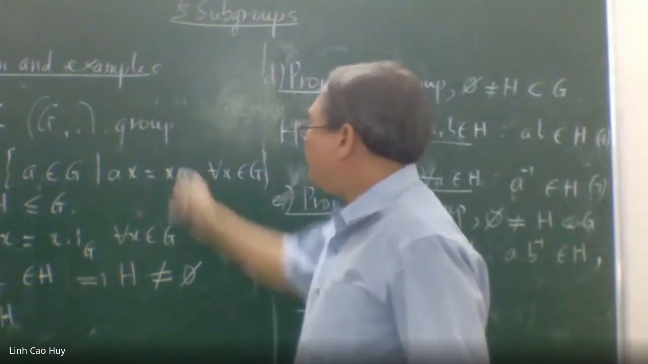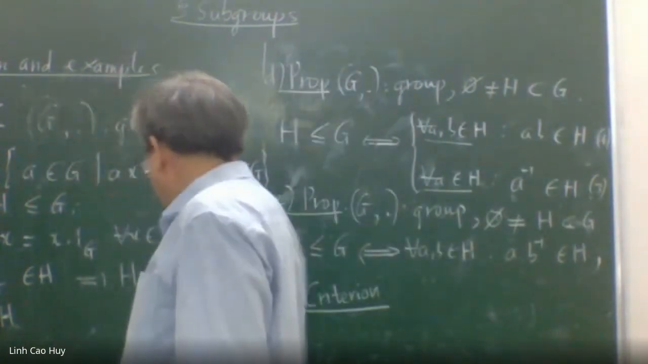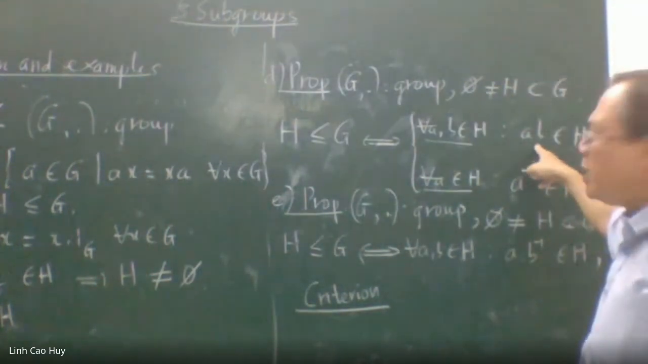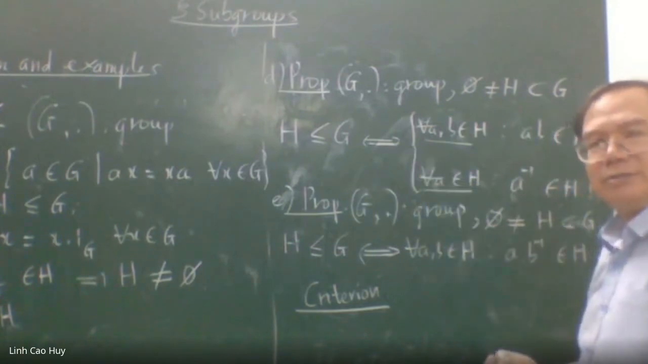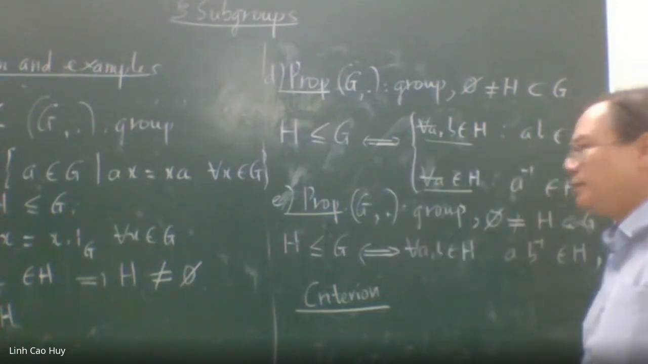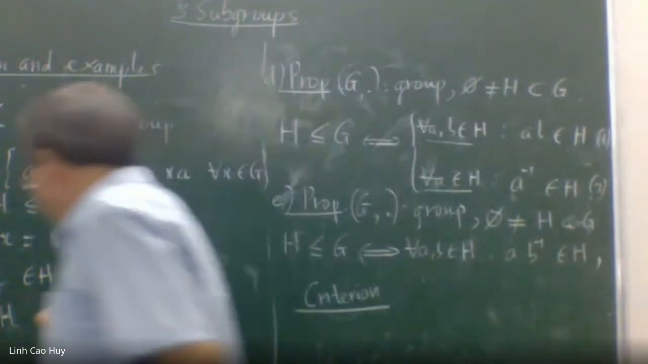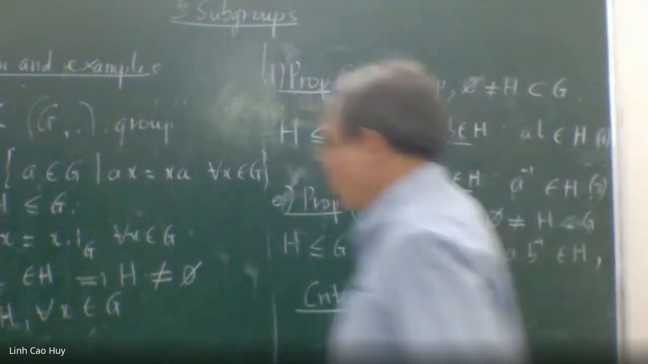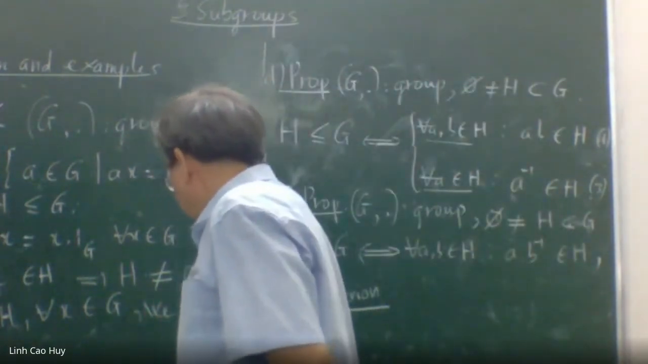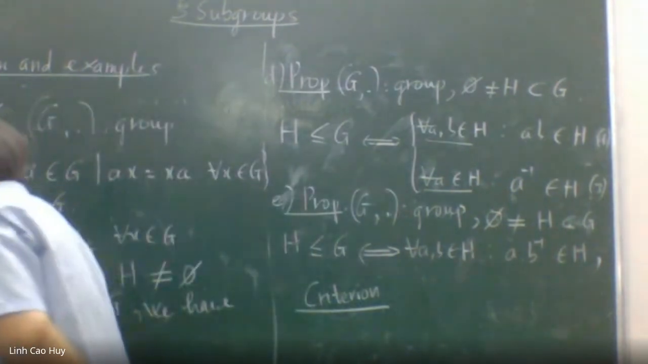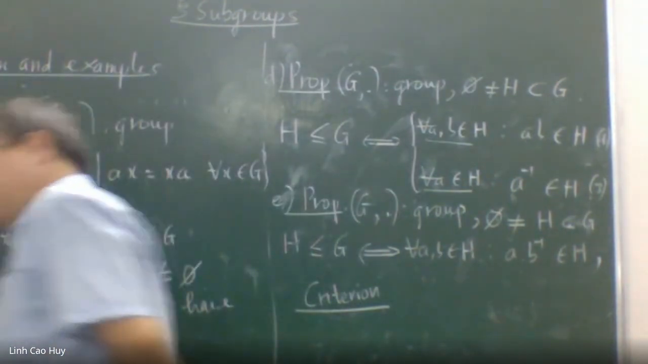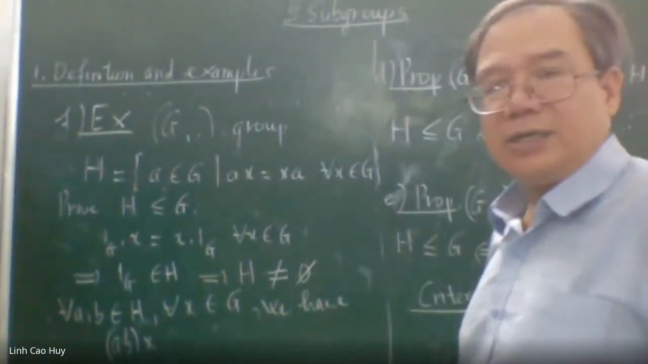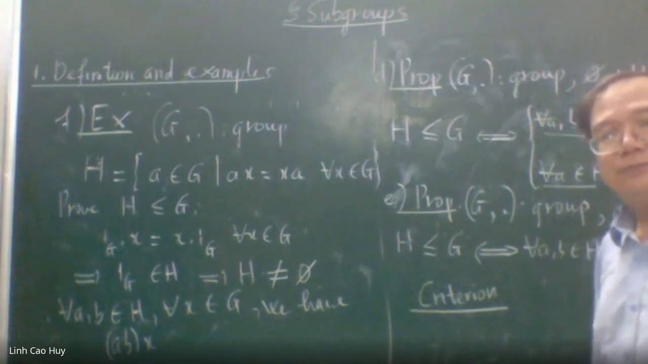In order to show A times B is in it, we need to show A times B commutes with every element in G. Commute tức là giao hoán được mọi phần tử đấy. Now we take any element X in G. We need to show AB times X equals X times AB. Okay? X times B.